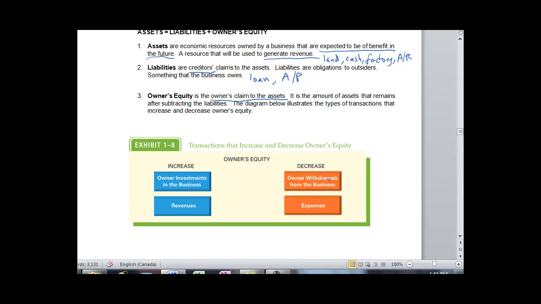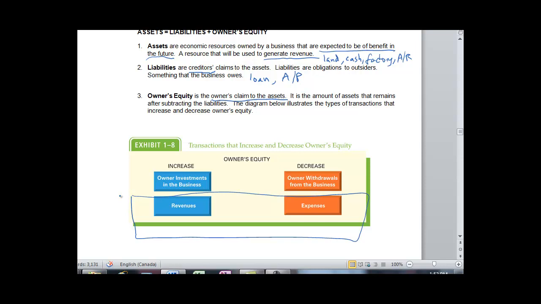But the other way, and the way that is perhaps more interesting to anyone in business, is that revenues and expenses will also increase and decrease owner's equity. Revenues come from performing services. So if you're a consultant, you go and do some work for somebody, or it can come from selling goods. If you are a store and you sell products to someone, you generate revenues. And expenses are those costs that are incurred in order to generate these revenues.